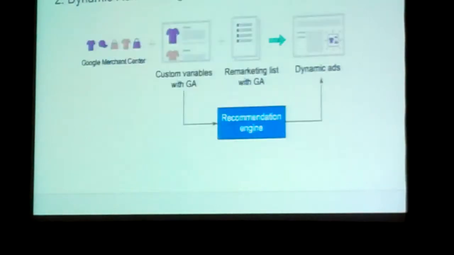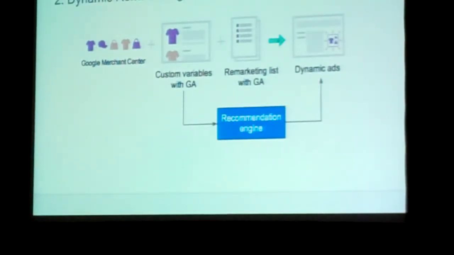Now, getting into some more detail, for the second solution, we are essentially talking about dynamic remarketing. To explain this, imagine you have your products feed in Google Merchant Center. You have tagged your site with custom variables with GA, and you're using GA to create remarketing lists. Based on this configuration, we can actually use a predictive analytics component, in this case the recommendation engine, to automatically compute similarities between items, between products or pieces of content on your site, based on the data that comes from your own website and from the interactions of all the users on your site.